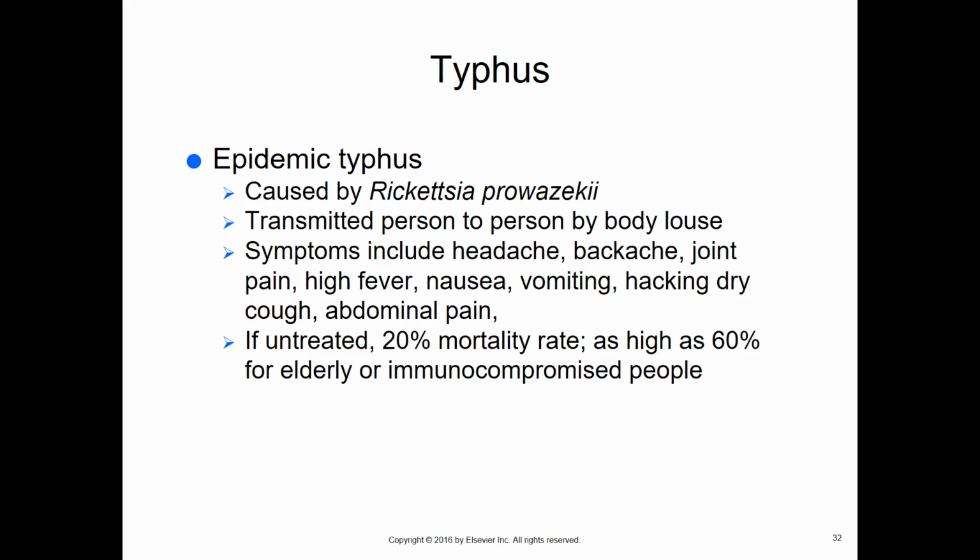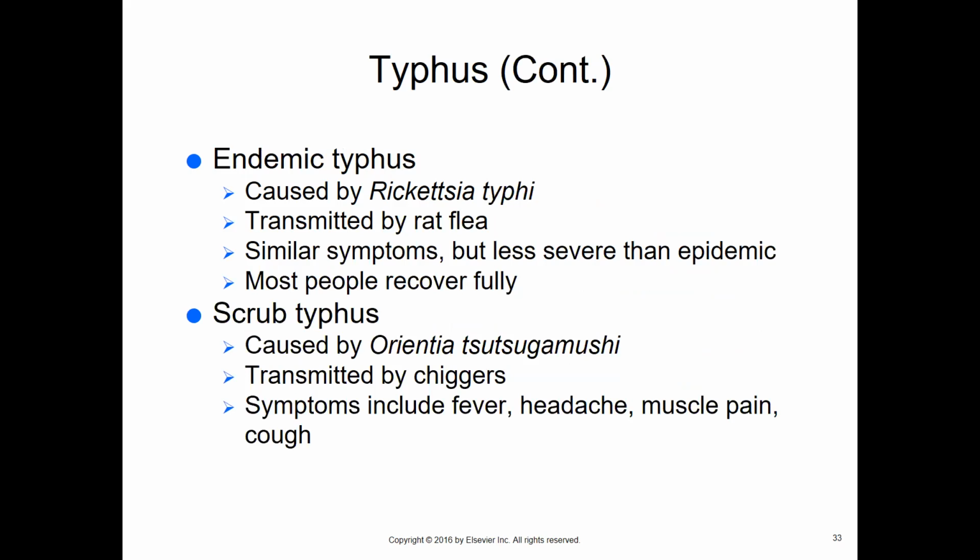The endemic typhus is caused by Rickettsia typhi, and it's transmitted to people by the rat flea. The symptoms are similar to the epidemic typhus. It's less severe, and more people recover from it. Death can occur in elderly patients or those with an immunocompromised system. And then scrub typhus.